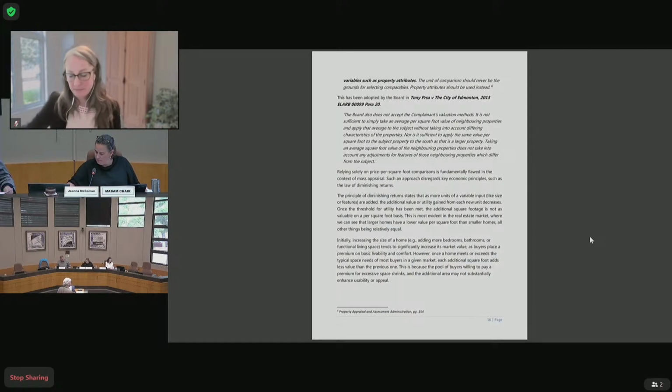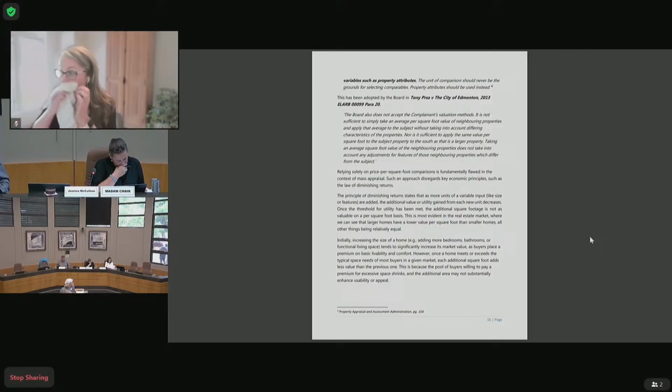You mentioned that all the properties are two-story houses, but 5 Eagle Landing is a bi-level split, which is different. You also mentioned that there was a reasonable range of values for the property assessments. What is considered a reasonable range in terms of a percentage difference?